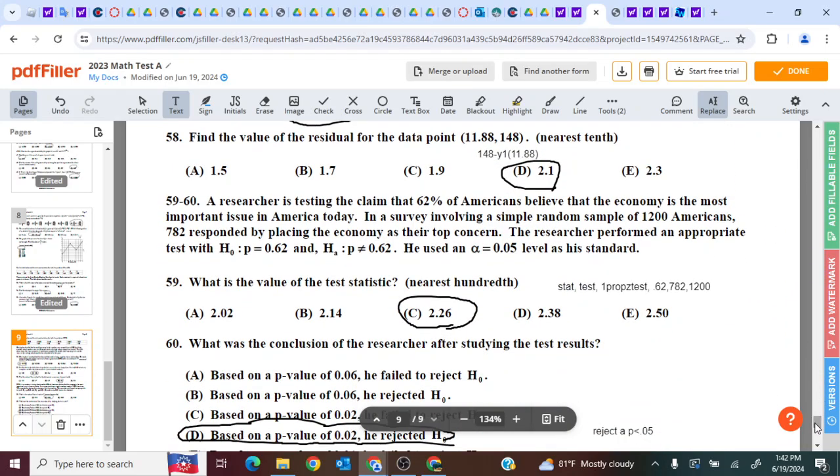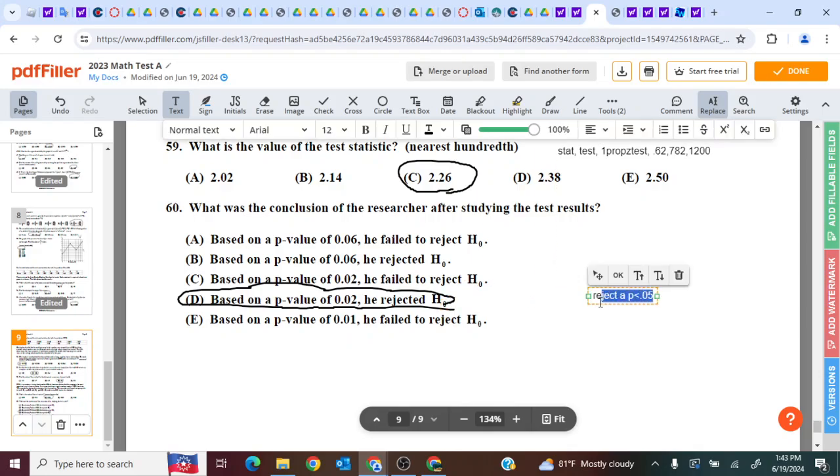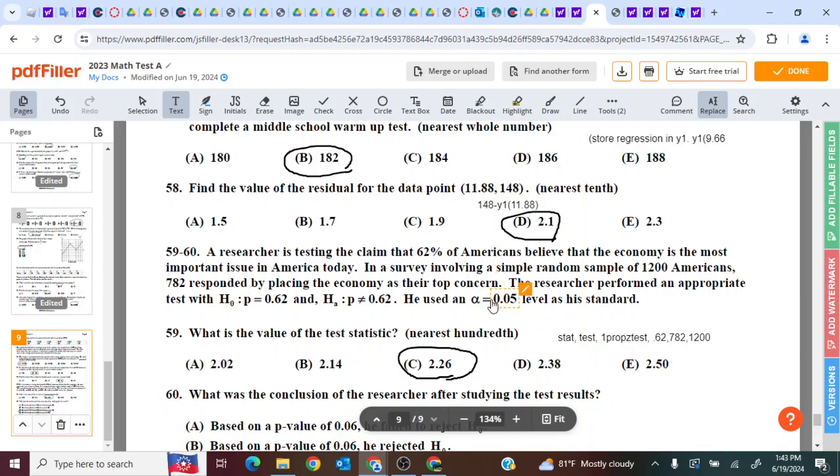Then 59. Researchers testing claims 62% of Americans believe the economy is the most important issue. 782 out of 1,200 did do that, and they want to perform an appropriate test. Well, this is a probability test. There is one probability being tested, so it is a one prop z test. Therefore, go to stat, go over the test, one prop z test, and put in your probability 0.62, your x value, which is 782, and your total number, which is 1,200, and then probability that it is not equal to p. And if you do that, you'll get a value of 2.26 as your test statistic or your z value. And you will reject H0 because your probability is 0.0238. And you reject if it's less than your 0.05 significance level here.